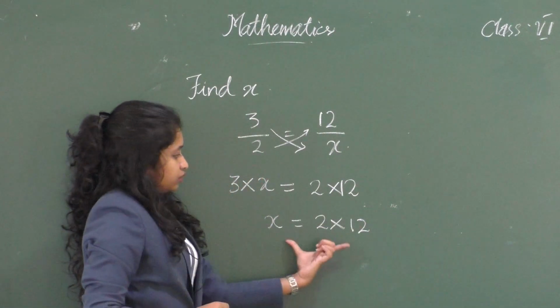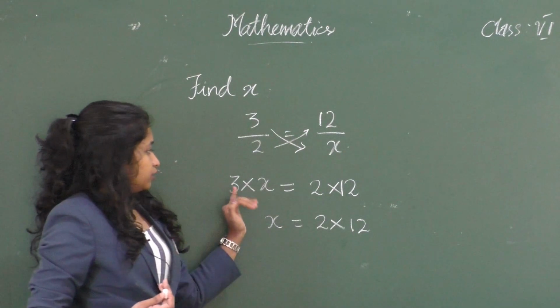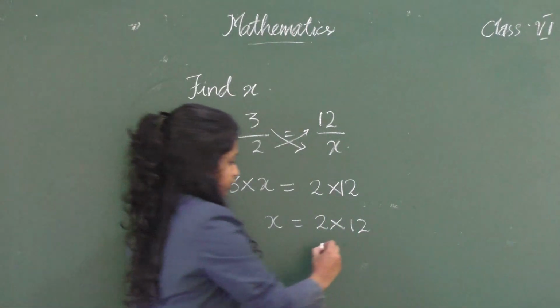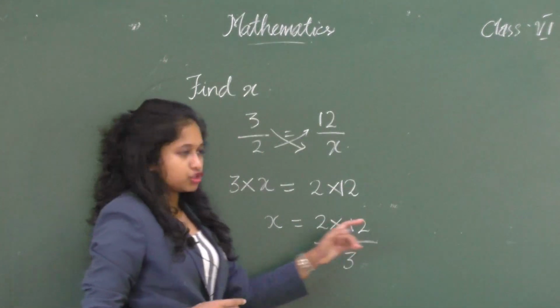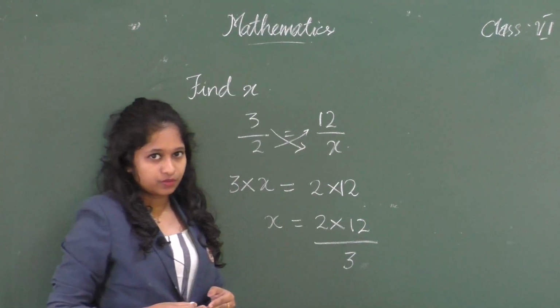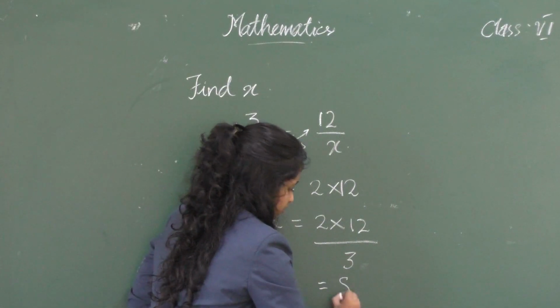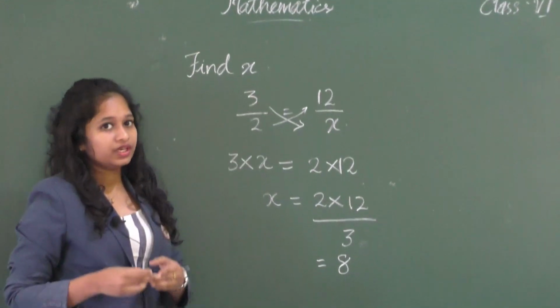Now, for this I didn't change any position. When I take this 3 to the other side of equal to, it comes down. Now 2 into 12 is 24. So 24 by 3 is 8, isn't it? So the value of x is equal to 8.